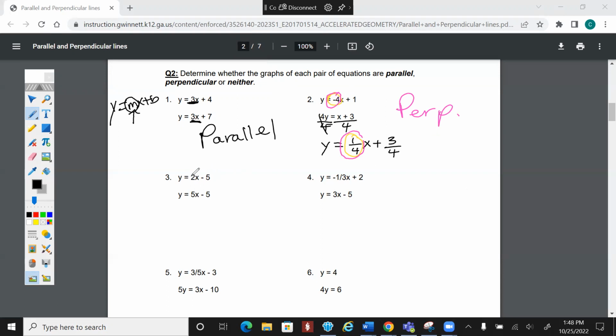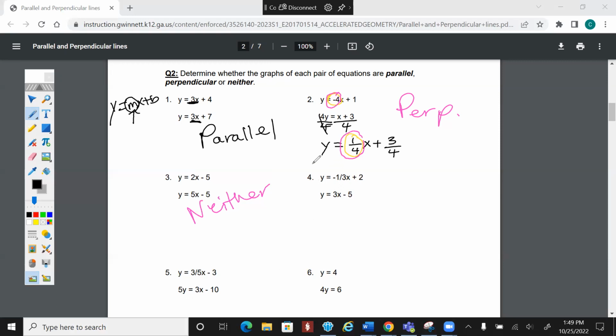Now on number 3, the slope for the first one is 2, and the slope for the second one is 5. Are they the same? No. Are they negative reciprocals? No. So they are neither. Like, nobody cares. They don't have a relationship. Okay? I don't know. I'm so sorry.